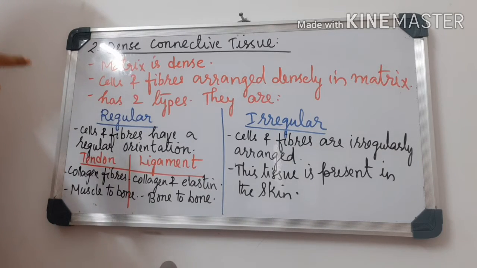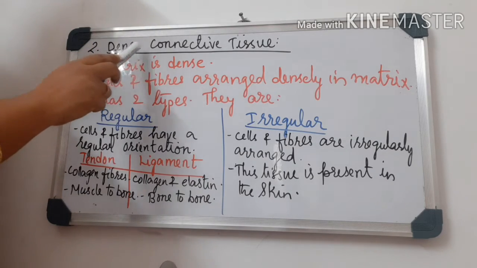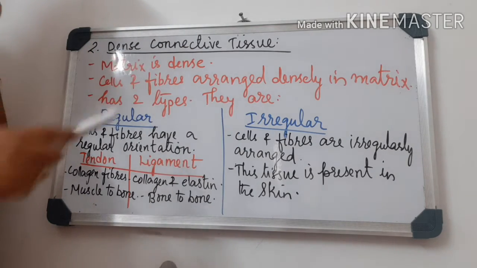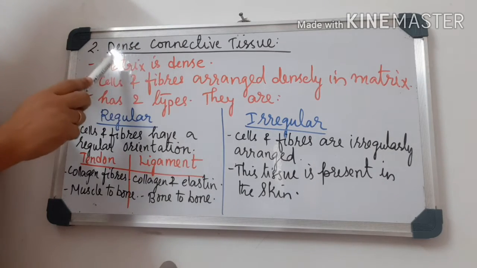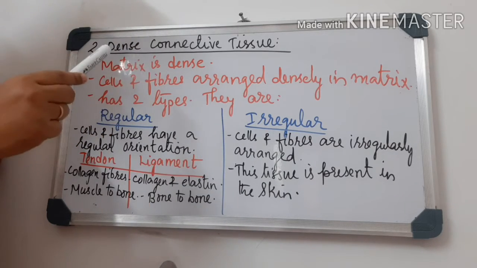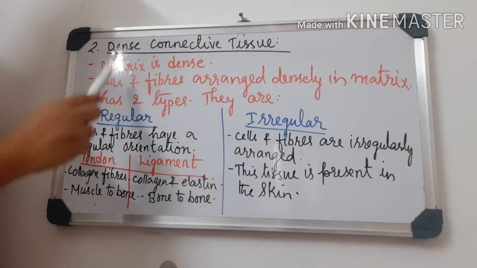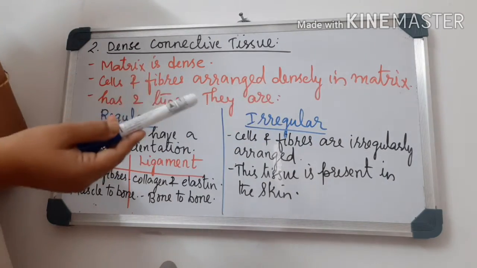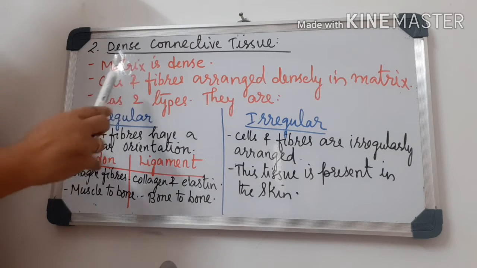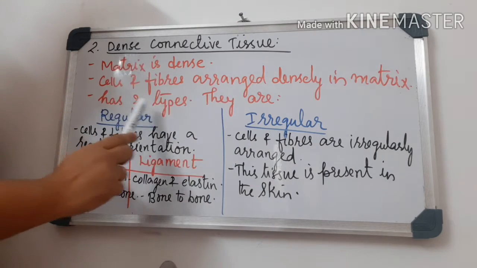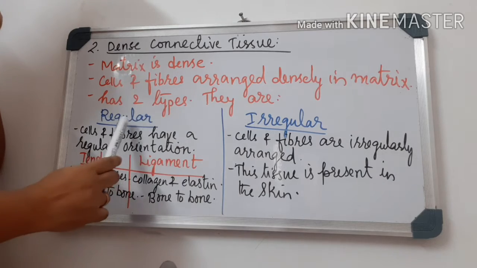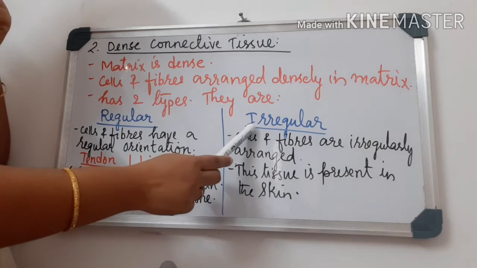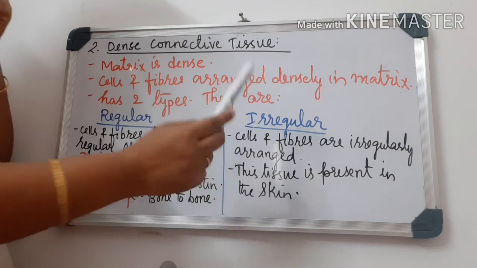Okay students, so now let us discuss the next type of connective tissue, which is known as dense connective tissue. It is called dense connective tissue because the matrix is very dense. It is thickly packed. The cells and fibers are arranged densely in the matrix without any intercellular spaces. And dense connective tissue is divided into two types: regular dense connective tissue and irregular dense connective tissue.